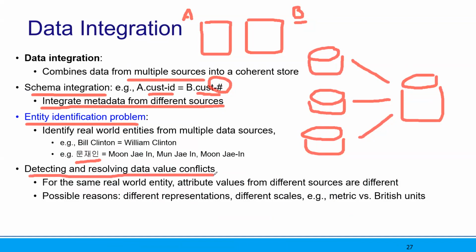Detecting and resolving data value conflicts means that for the same real-world entity, attribute values from different sources are different. And some possible reasons are that it has different representations. Like this one, maybe some people think that U means OO.